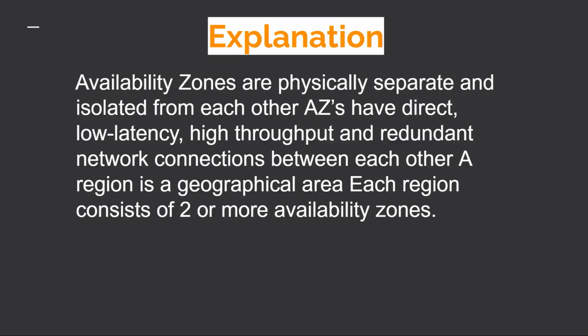Explanation. Availability zones are physically separate and isolated from each other. They have direct, low latency, high throughput and redundant network connections between each other. A region is a geographical area. Each region consists of 2 or more availability zones.